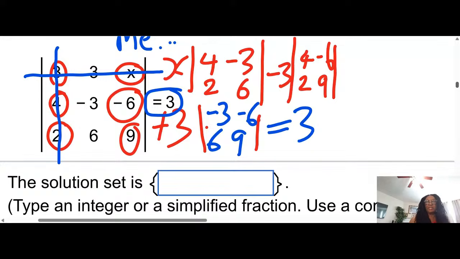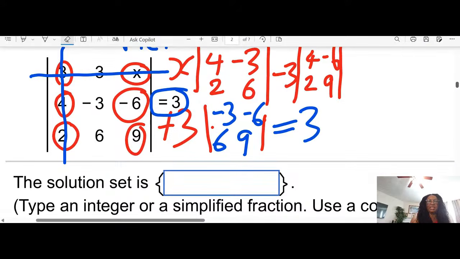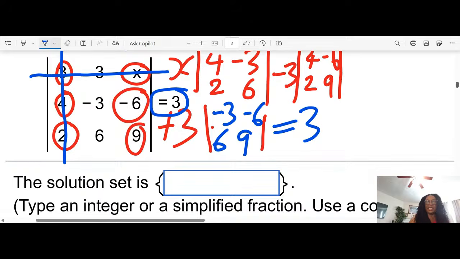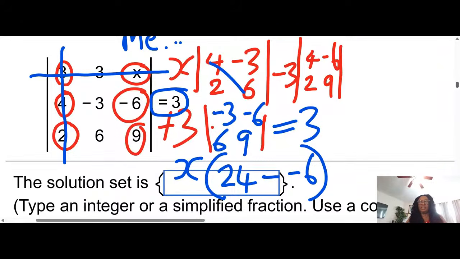Okay, so now in the first matrix, I have a 2 by 2 matrix, I have x, parentheses, because I'm evaluating this determinant. 4 times 6 is 24, minus 2 times negative 3 is negative 6. That's for the first one.